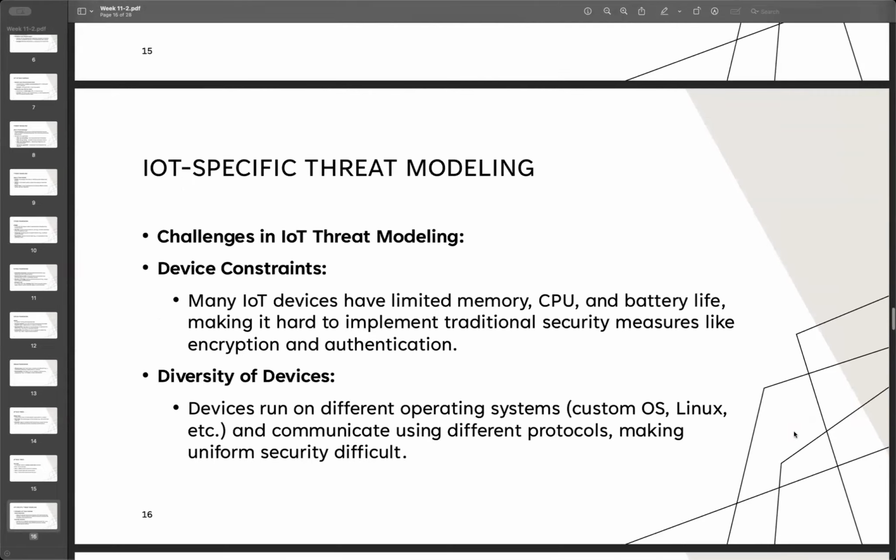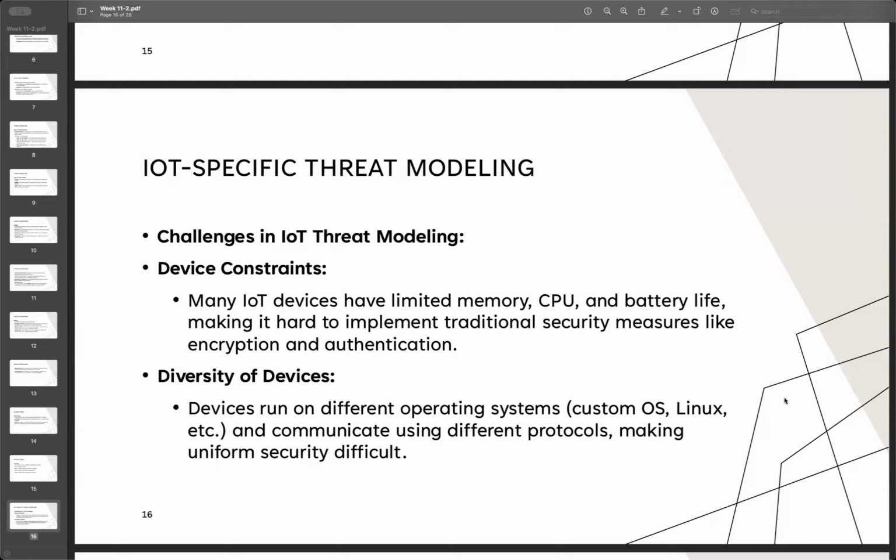For IoT-specific threat modeling, there are some challenges here. One is device constraints. If you only think about Raspberry Pi, it's pretty good, with a pretty powerful CPU and memory, like the new Raspberry Pi 5. But if you think about a smart light bulb, they don't really have a CPU. Some of them only have limited memory, and sometimes only a Wi-Fi module, with limited CPU and battery life. So it makes it really hard to implement traditional security measures.